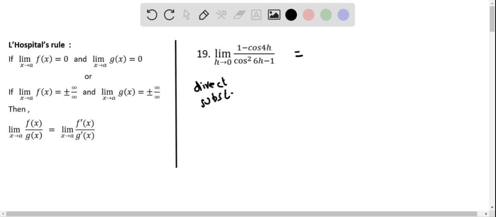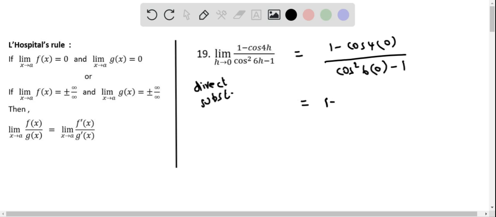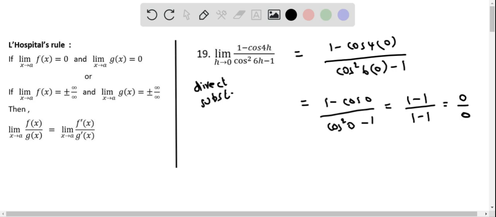In direct substitution, we have to let h approach 0. So I'm going to put 1 minus cos of 4 times 0 over cos squared of 6 times 0, replacing h by 0, minus 1. 4 times 0 is 0, so basically it is cos 0 divided by cos squared 0 minus 1. We know the value of cos 0 is 1, so this becomes 1 minus 1 divided by 1 minus 1 in the denominator, and this gives 0 over 0. So this is an indeterminate form.